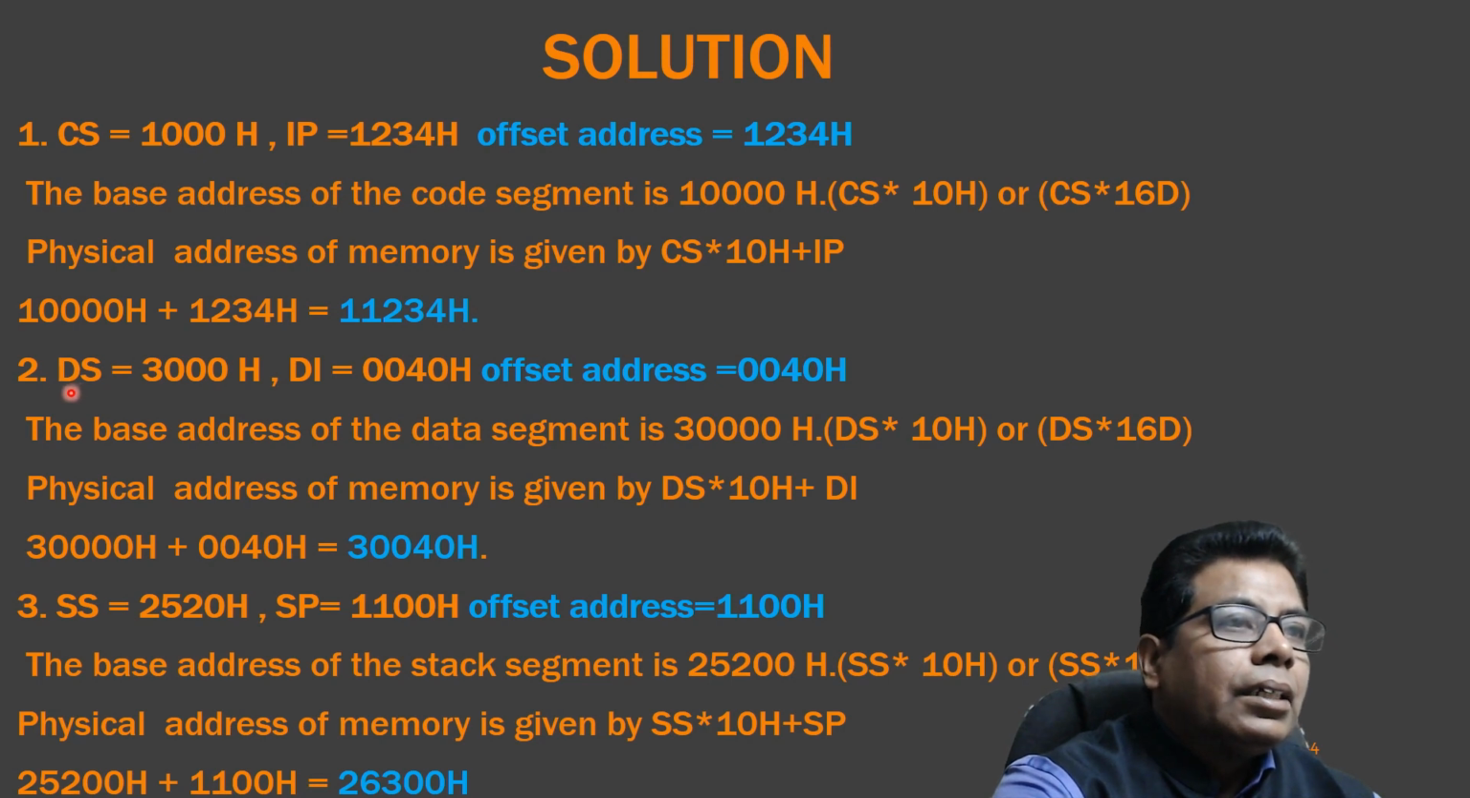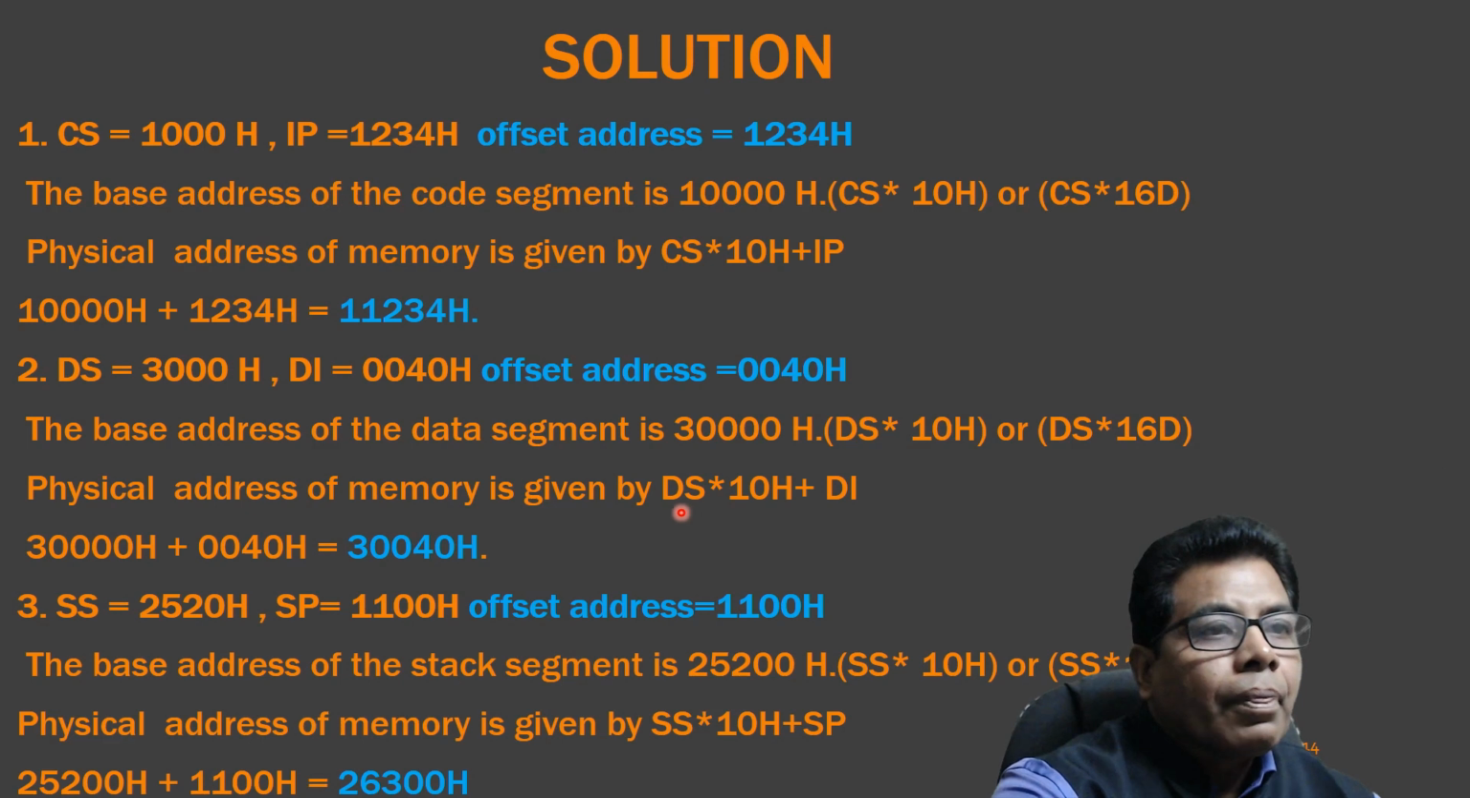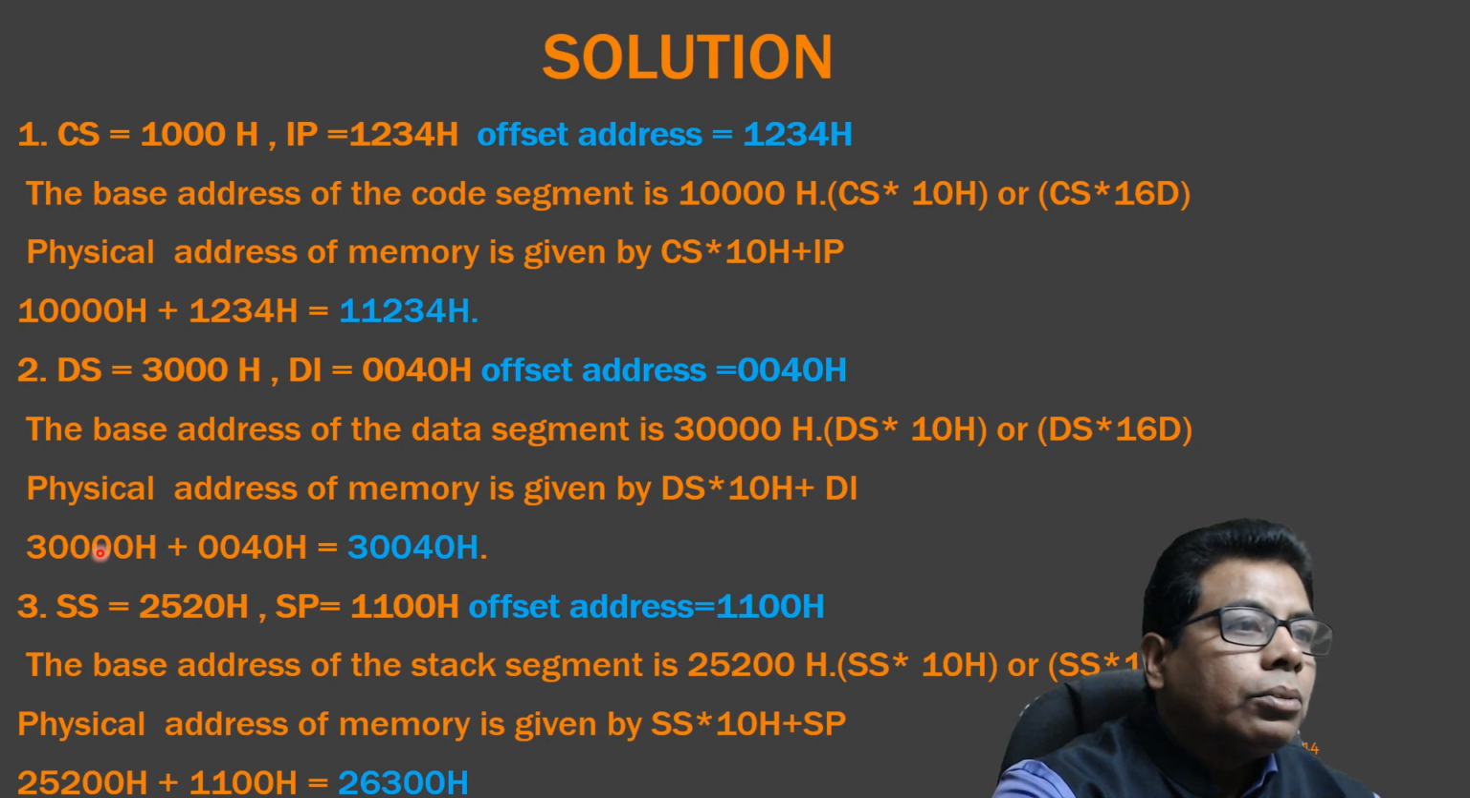Then the second case, data segment. The address is 3000H and DI is 0040H. So the offset address is 0040H. The base address of the data segment: again we have to multiply it by 10H or 16D. So it will be 30000H. The physical address of the memory is given by DS into 10H plus DI. So it will be 30000 plus 0040H. So that is 30040H.